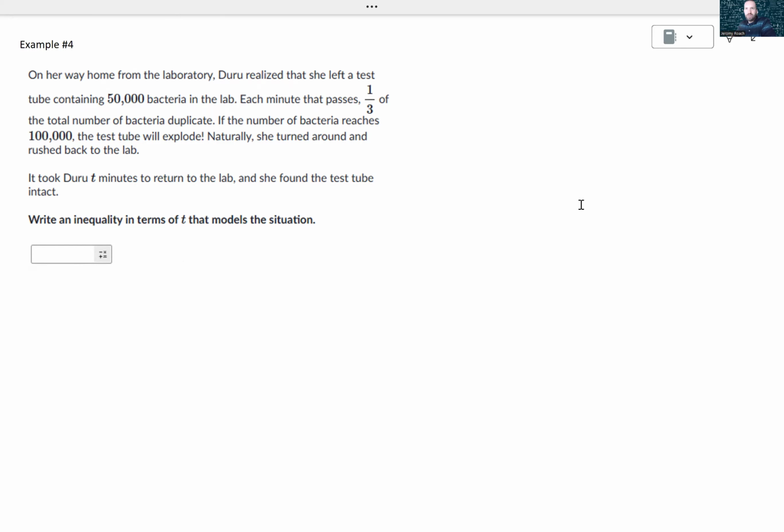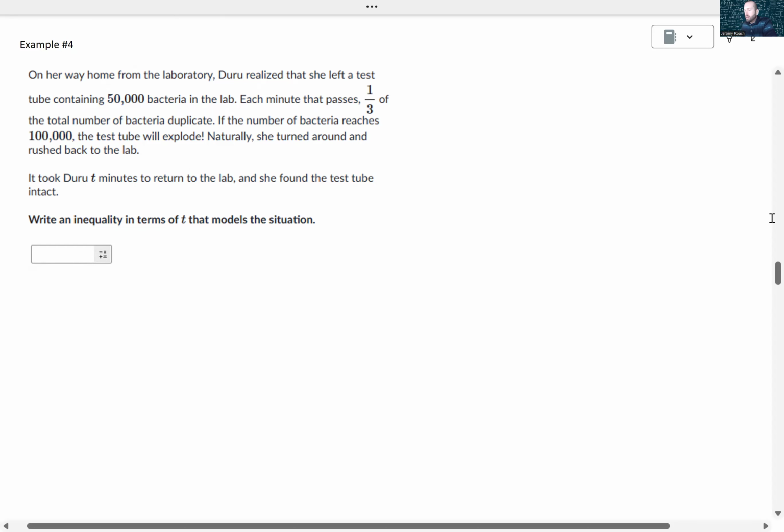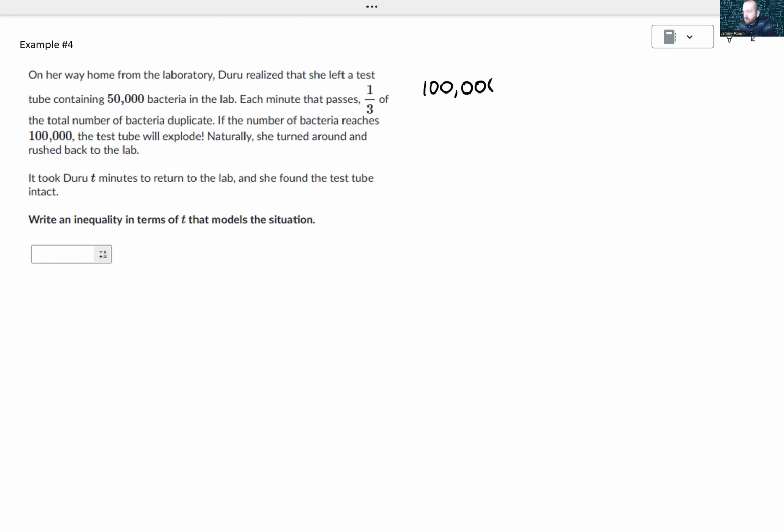Okay, so the bacteria have to be less than 100,000. So for our first step, we're just going to say 100,000 bacteria. So just as a quick reminder, you can read an inequality just like you normally read from left to right, like 100,000 is greater than the bacteria, or you can read from right to left, the bacteria is less than 100,000. Okay, so that's our first part of this.